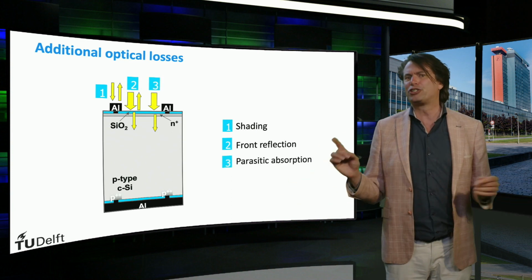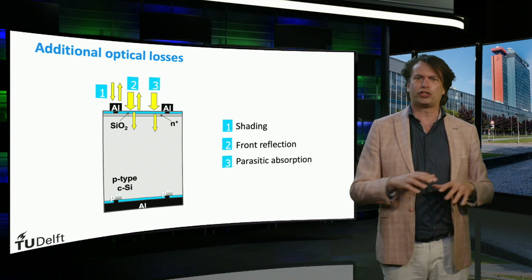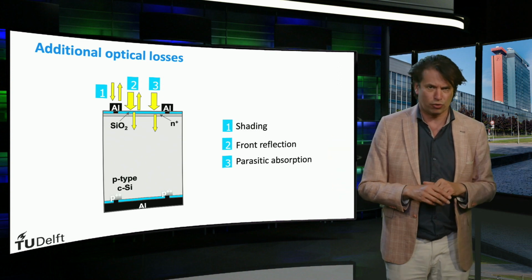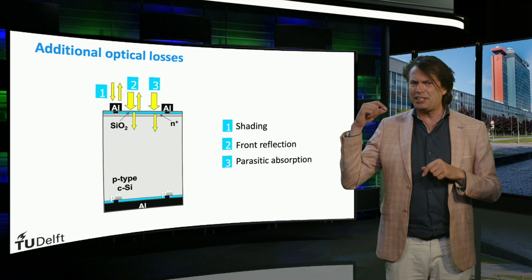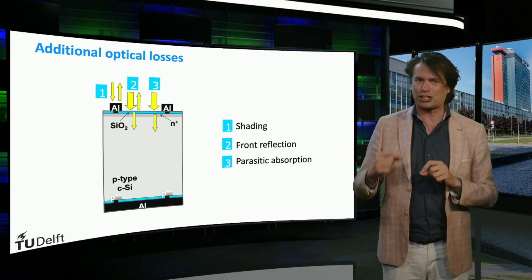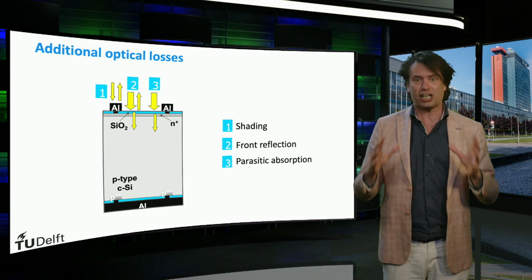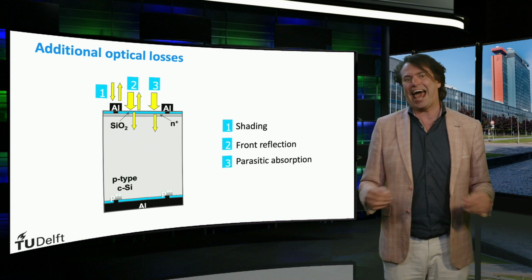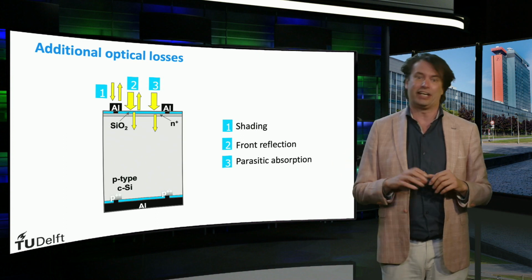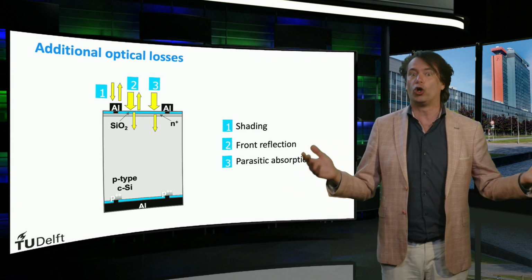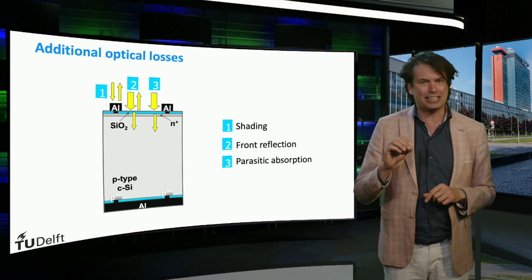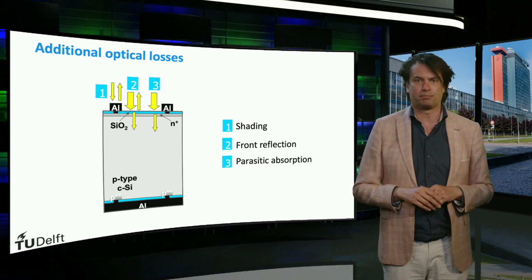The third additional optical loss concerns the notion that light is absorbed in all the layers of the solar cell. However, only the photovoltaic absorber layers contribute to the actual generation of charge carriers. This means that any light absorbed in the photovoltaic inactive layers is considered a loss mechanism. This loss mechanism is known as parasitic absorption.